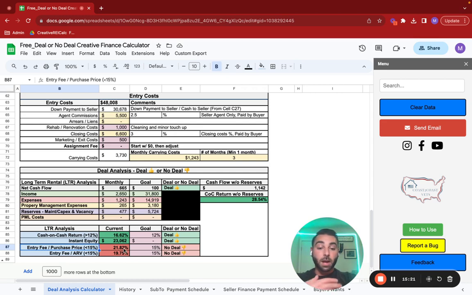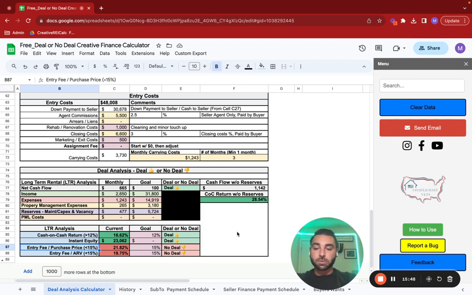I'm not so stuck on entry fee to purchase price or entry fee to ARV, but that's something some people do consider. I'm much more focused on my net cash flow, how much am I making each month, and my cash on cash return. How hard is my money working for me? That's really what I'm looking at. Unless there's, equity is also great. So how much equity are you walking into a deal with up front? So that's really how you underwrite for a long-term rental.